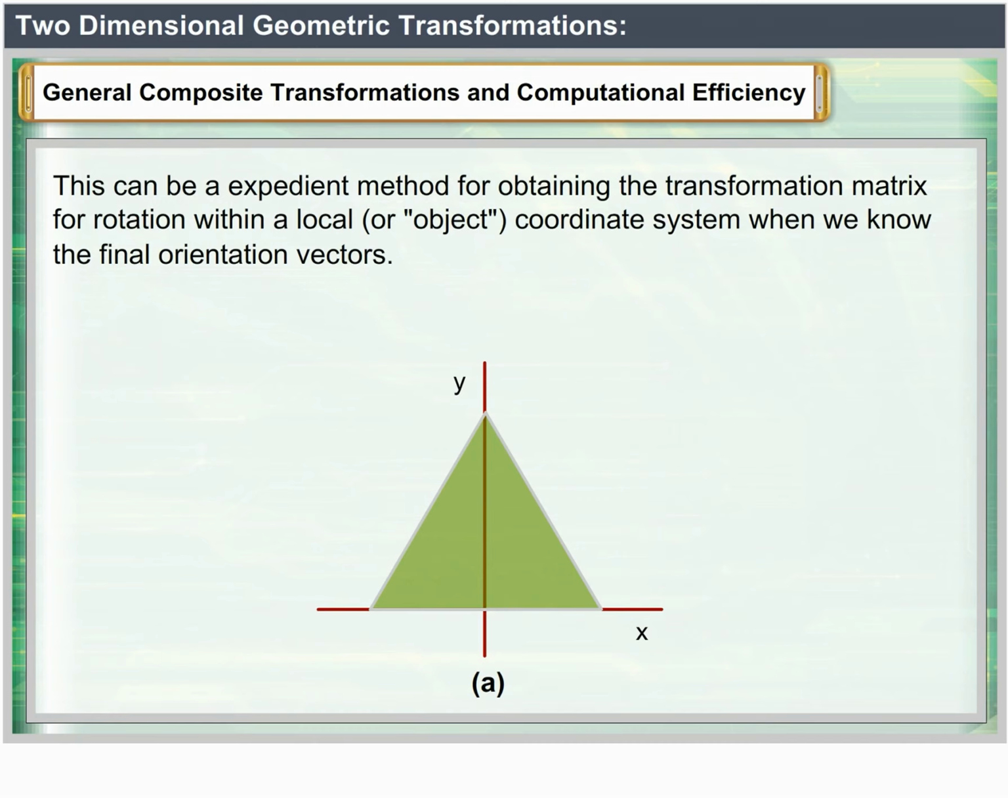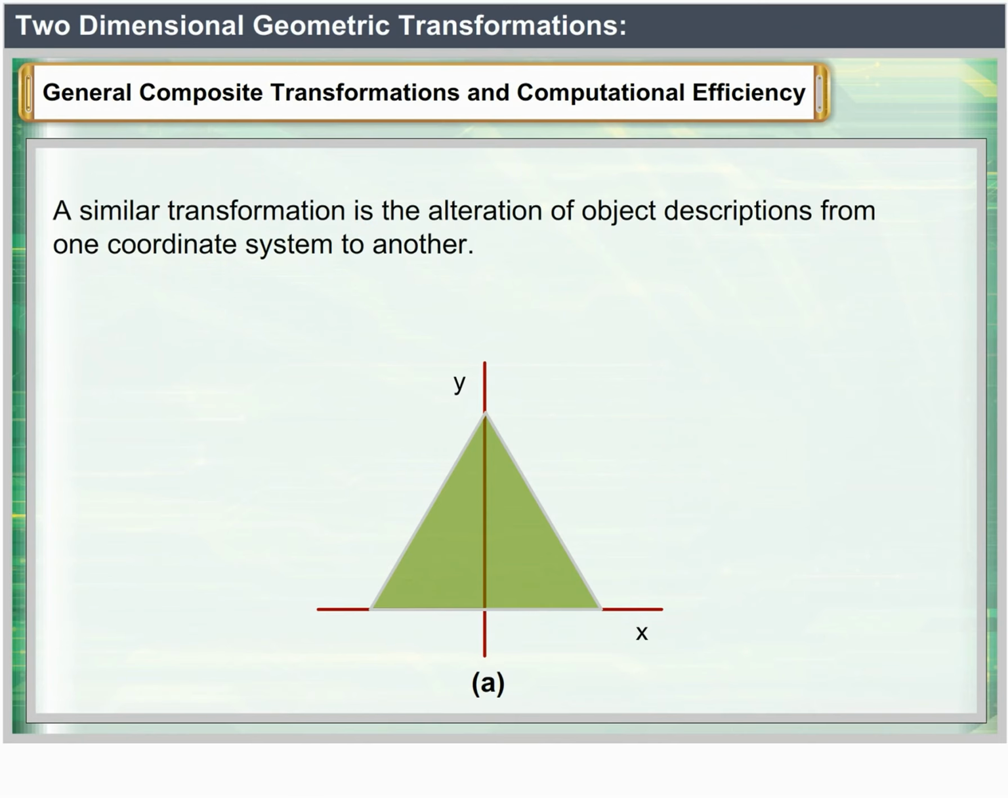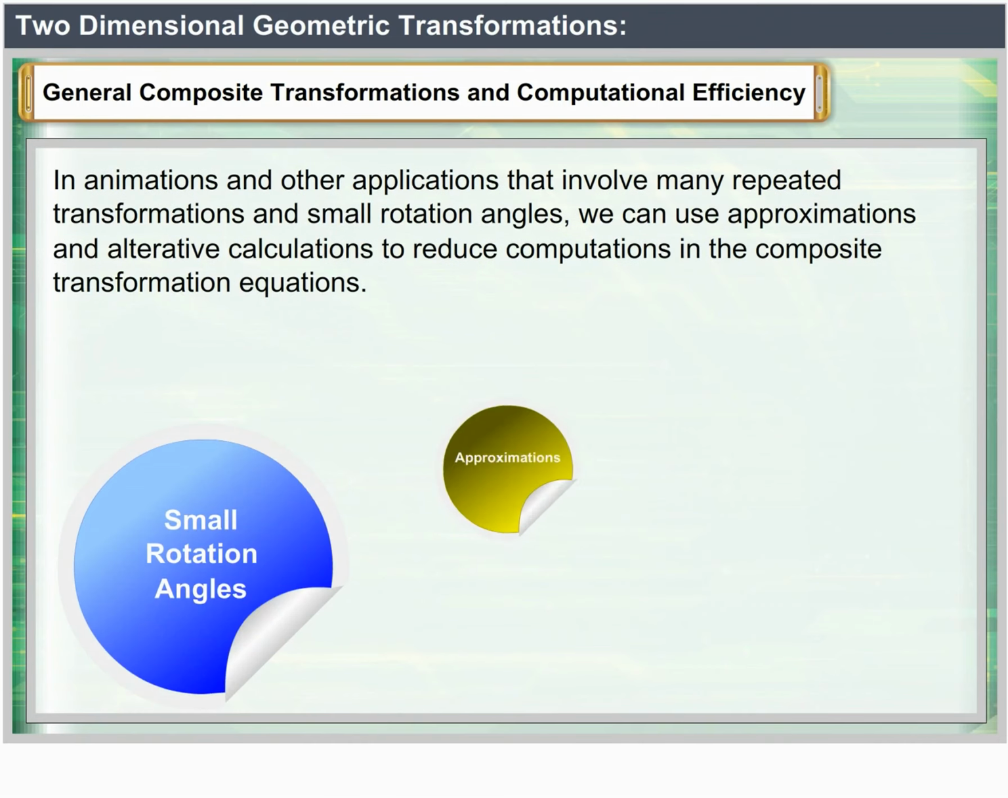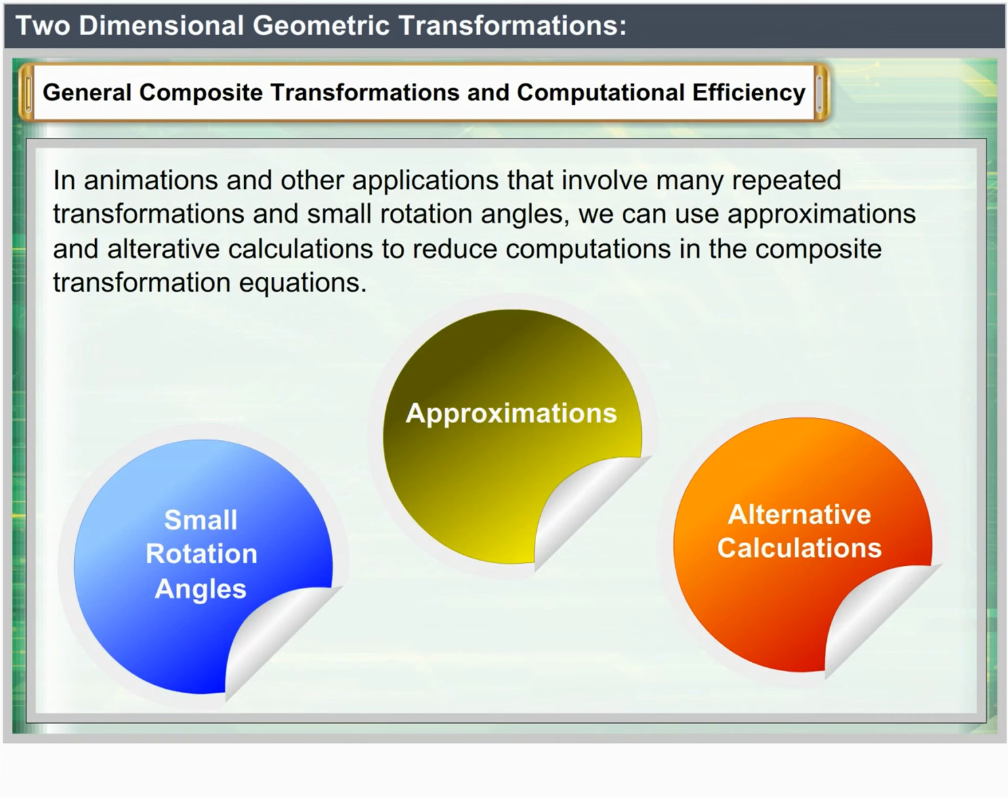Since rotation calculations require trigonometric evaluations and several multiplications for each transformed point, computational efficiency can become an important consideration in rotation transformations. In animations and other applications that involve many repeated transformations and small rotation angles, we can use approximations and iterative calculations to reduce computations in the composite transformation equations. When the rotation angle is small, the trigonometric functions can be replaced with approximation values based on the first few terms of their power series expansions.